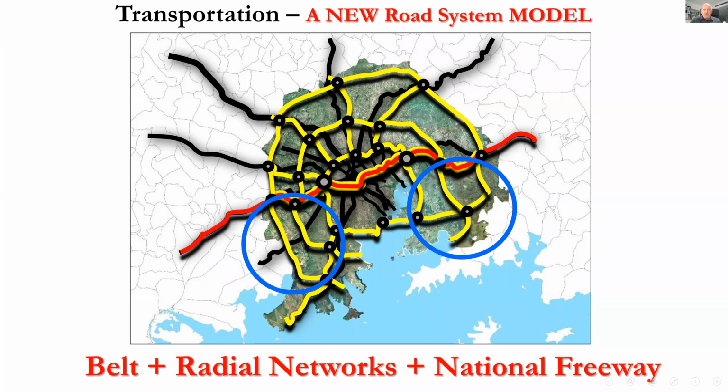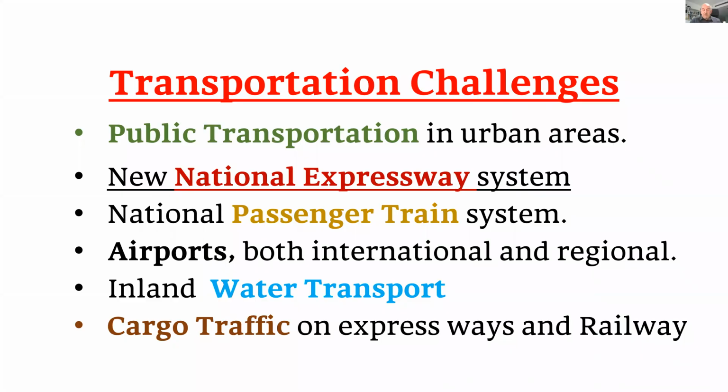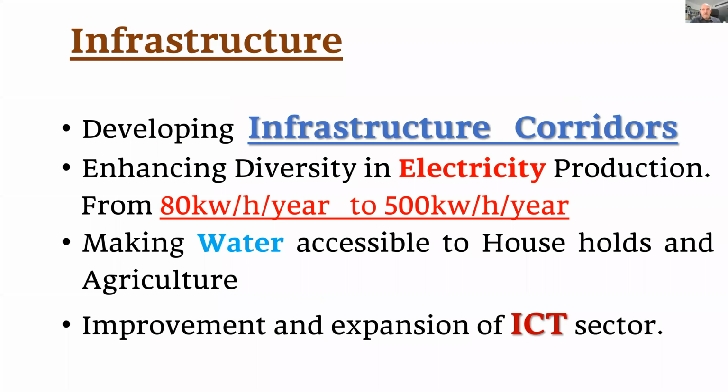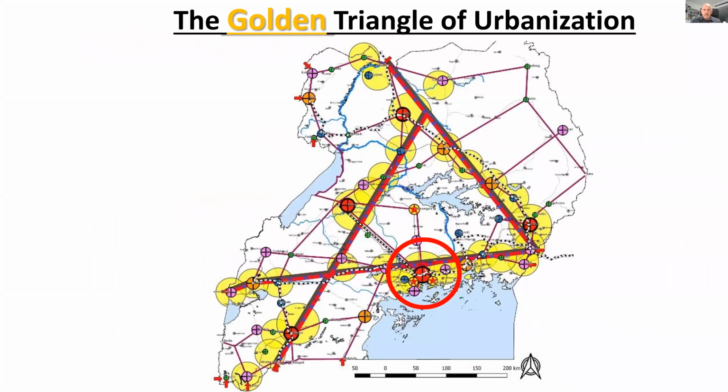Now, the main transportation challenge is the national expressways. I'm not talking about Kampala, I'm talking about the entire country. We need a passenger train. We need airports. We need cargo traffic. And all these, of course, are infrastructure corridors as well. And all of this was analyzed, and we came up with a suggestion of what we call the golden triangle of urbanization, with the main roads in between.